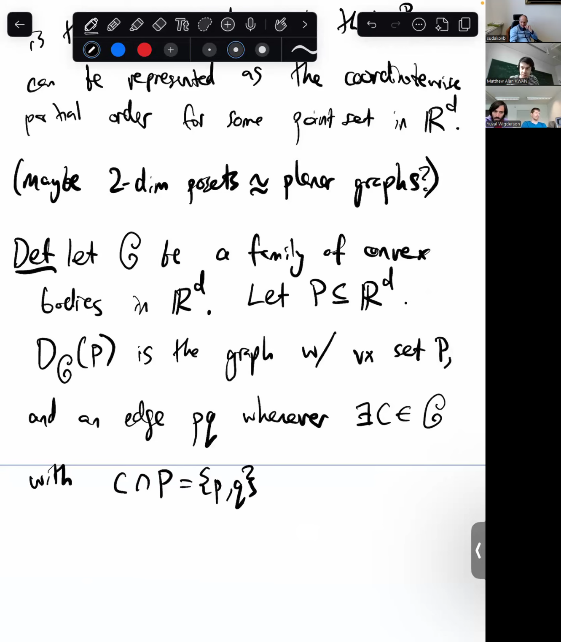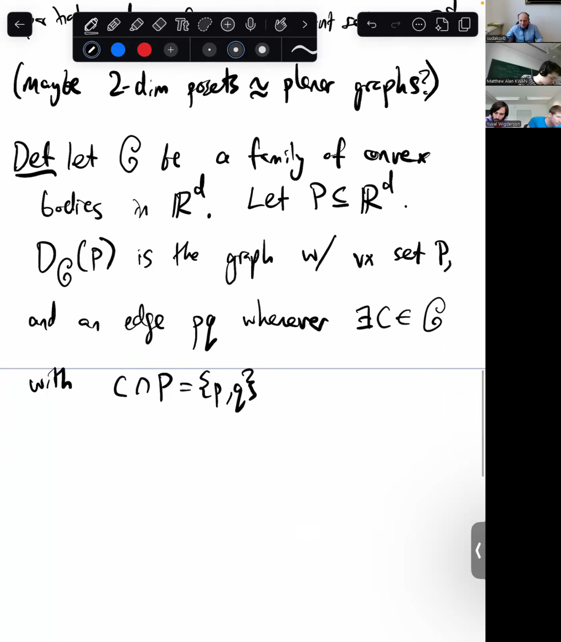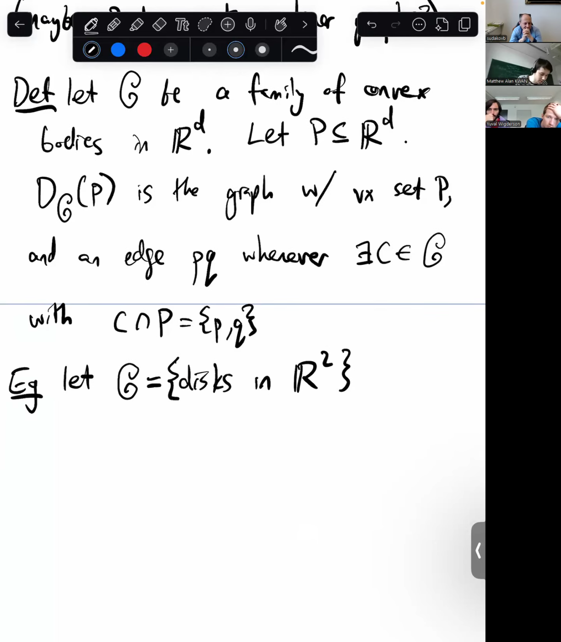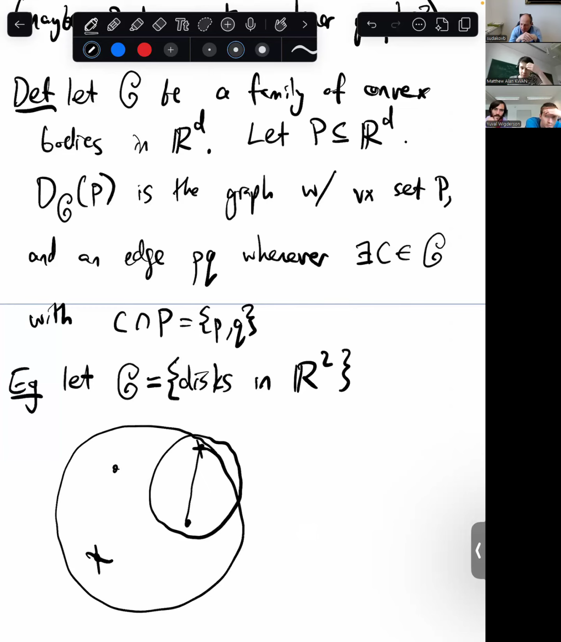So I've got some collection of convex bodies, potentially an infinite collection, and I put an edge between two points if there's a way for me to encapsulate these two points in one of my convex bodies without accidentally capturing any other points. The most well-known example of this is if I let curly C be the set of disks in the plane. Then I put an edge between two points if I can draw a ball around them like this without accidentally capturing any other points. So these two vertices here form an edge. On the other hand, this vertex and this vertex do not form an edge, because any ball I would put around them accidentally captures these two points in the middle. Okay, so that's a Delaunay graph.